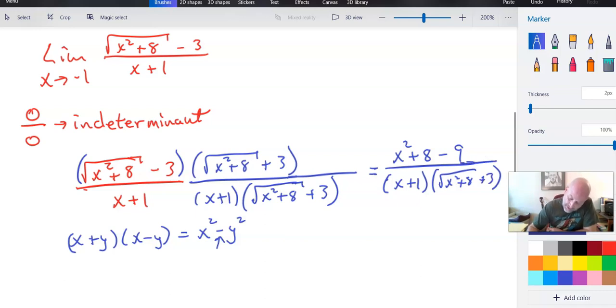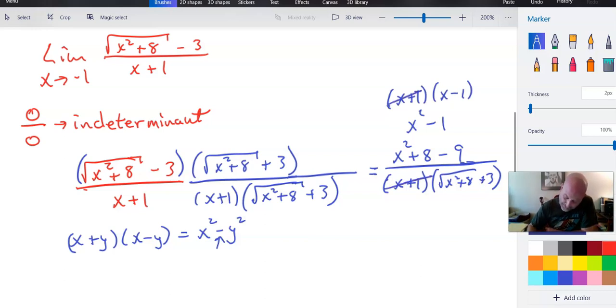Plus 3. It factored in the denominator. I can see from here that this is going to be x squared minus 1, and x squared minus 1 factors as x plus 1 times x minus 1, right? Which means that I can cancel this out, and let's write down what we have left now.